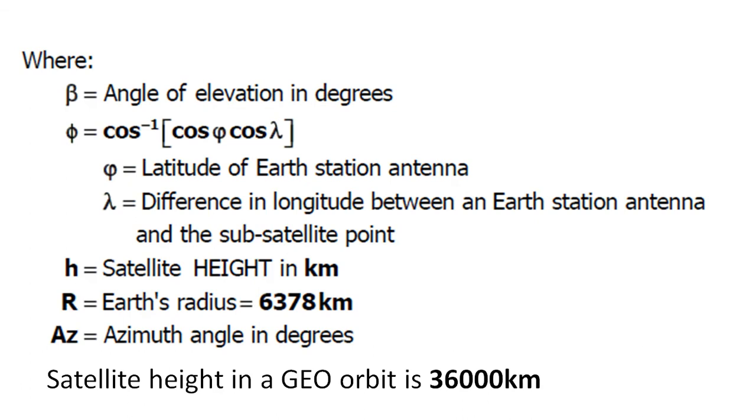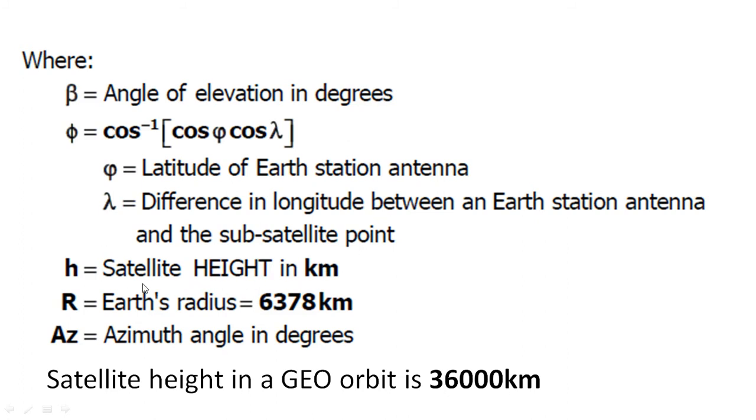So, yung angle of elevation, of course, in degrees yan. Depende naman sa problem kung sasabihin na radians, but most of the cases, degrees yung gagamitin natin. And the phi variable is cosine to negative 1 times cosine psi times cosine lambda. So, yung psi natin is the latitude of the Earth station antenna. Binibigay naman sa problem yan. And yung lambda natin is the difference between the longitude of the Earth station antenna and the sub-satellite point.